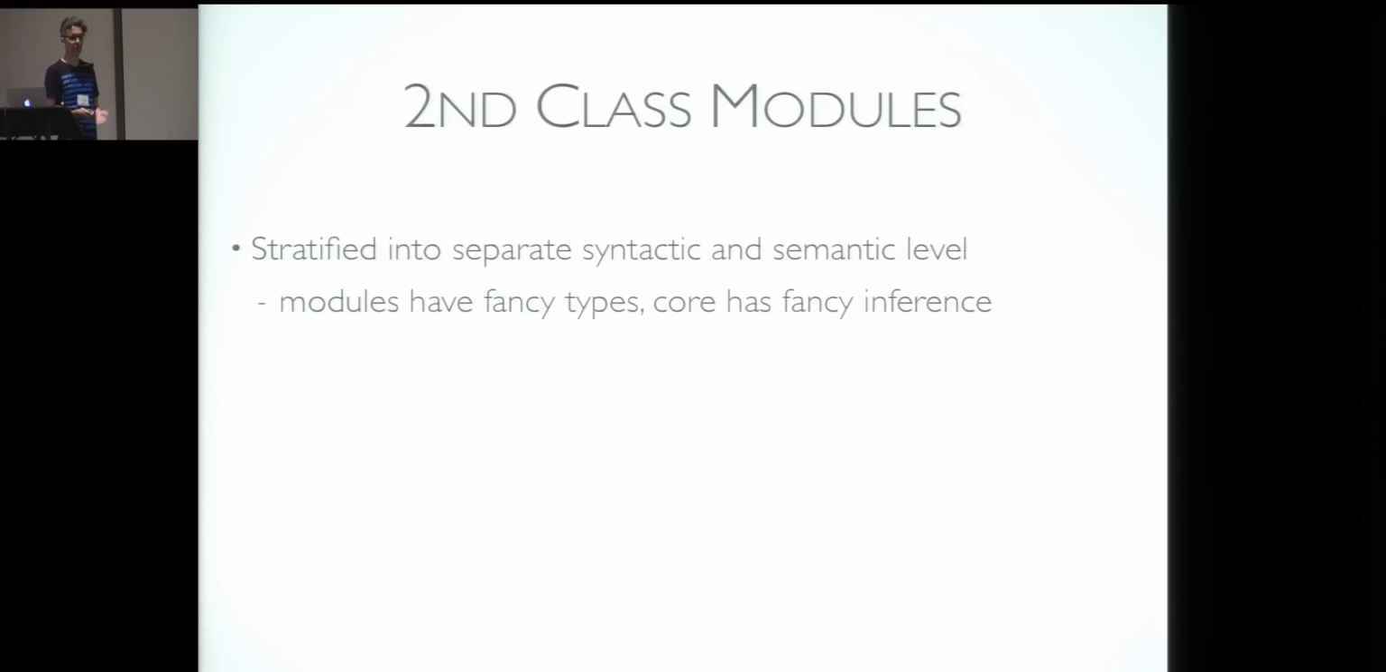But more importantly, the core level is computationally much richer than the module level. There is lots of stuff you can't do with modules because although you have functors, you don't have recursion, for example, or conditionals or anything like that. So on the module level, you cannot actually compute. You cannot compute modules, or use them as data or pass them around in any way.